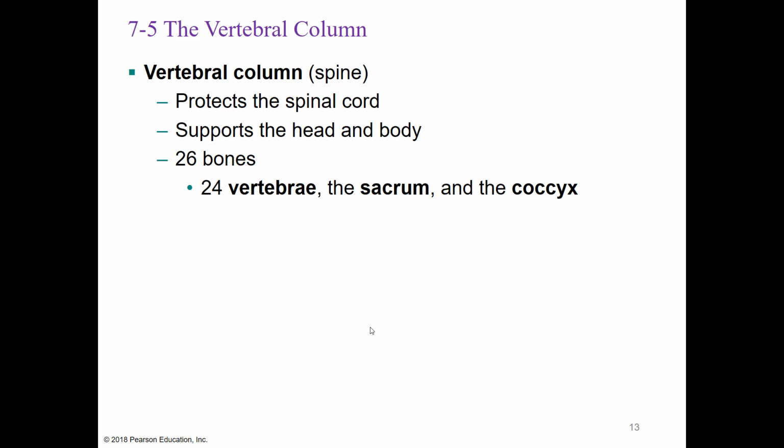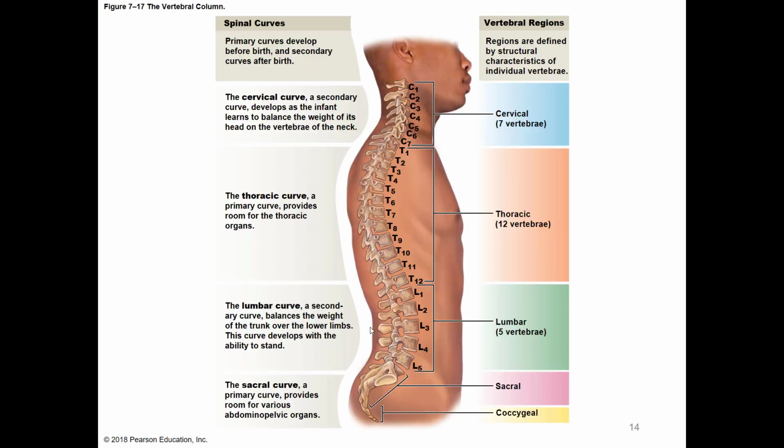They're also going to support the head and the body. And there are 26 total bones that are considered part of the vertebral column. We have 24 vertebrae, the sacrum, and the coccyx, or tailbone. So in this figure, we can see all of those bones. We have the vertebrae together, which makes the vertebral column, or spine.